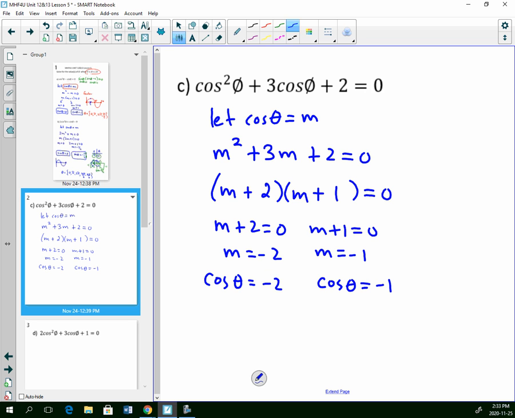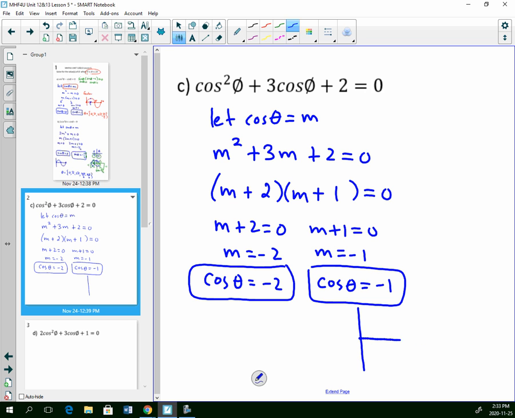Okay, so let's have a look at these two. Cosine theta equals negative 1. I'm going to draw the graph over the interval 0 to 2 pi. And I can see that it equals negative 1 here, which would be at pi. Okay, so that starts my solution set with that one.